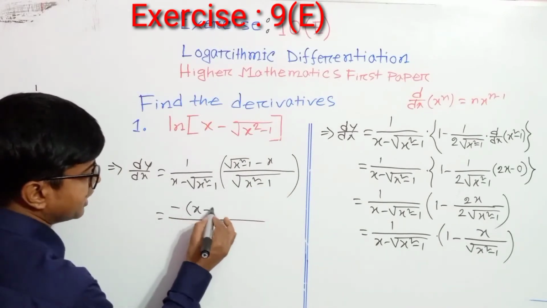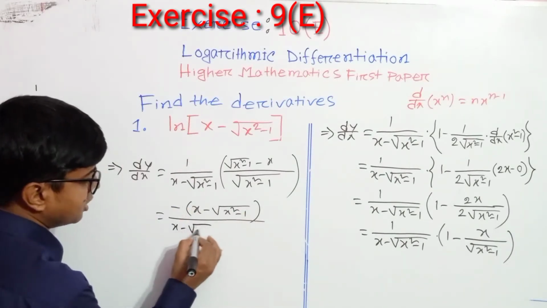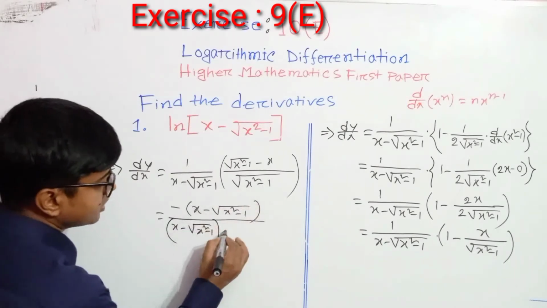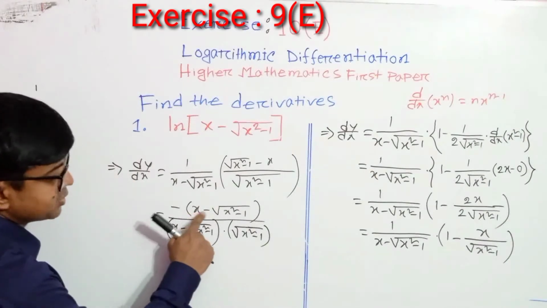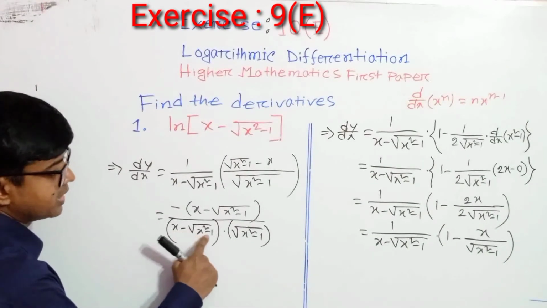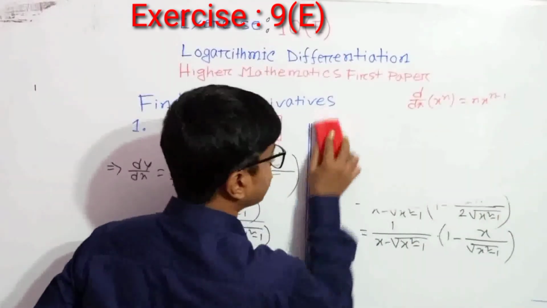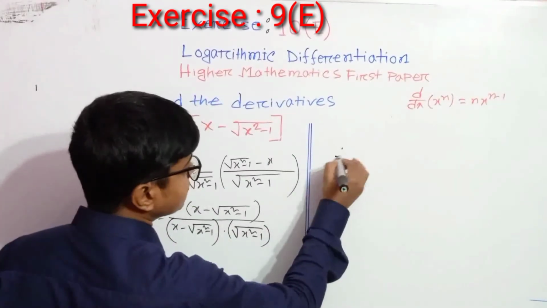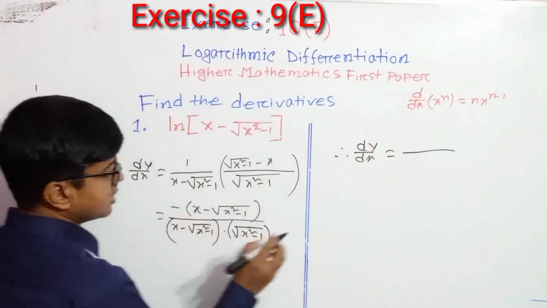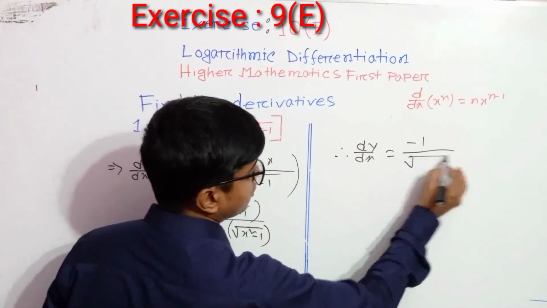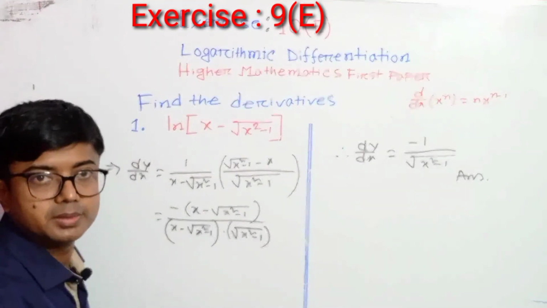So minus x minus root over x square minus 1, and here x minus root over x square minus 1 and into root over x square minus 1, and here look at this, x minus root over x square minus 1 and x minus root over x square minus 1, it will be cancelled. So our answer will be d/dx of y equals to minus 1 by root over x square minus 1, which is the required solution of question number 1.